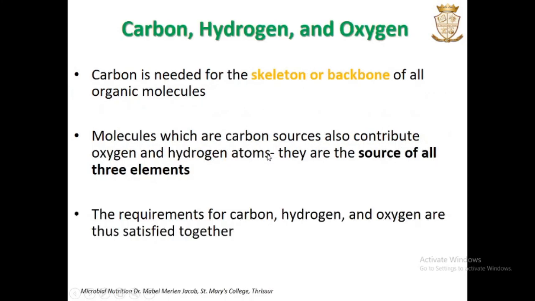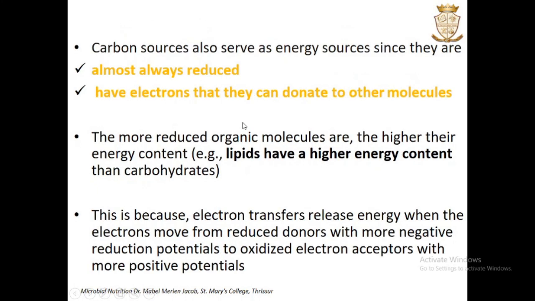Now coming to the major ones, carbon, hydrogen and oxygen. Carbon is needed for the skeleton or the backbone of almost all organic molecules that we know of. Carbohydrates, proteins, lipids, everywhere carbon is the backbone. And usually molecules which are carbon sources also contribute oxygen and hydrogen atoms. Thus, they form the source of all three: carbon, hydrogen, oxygen. They come together. The requirements for carbon, hydrogen, and oxygen are thus satisfied together by different carbon sources.